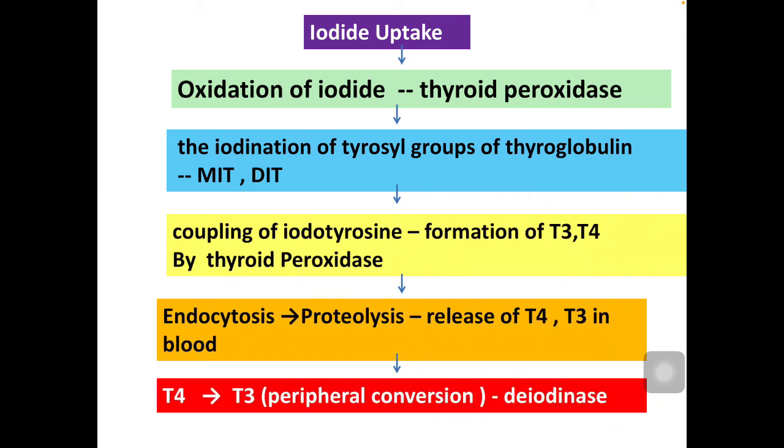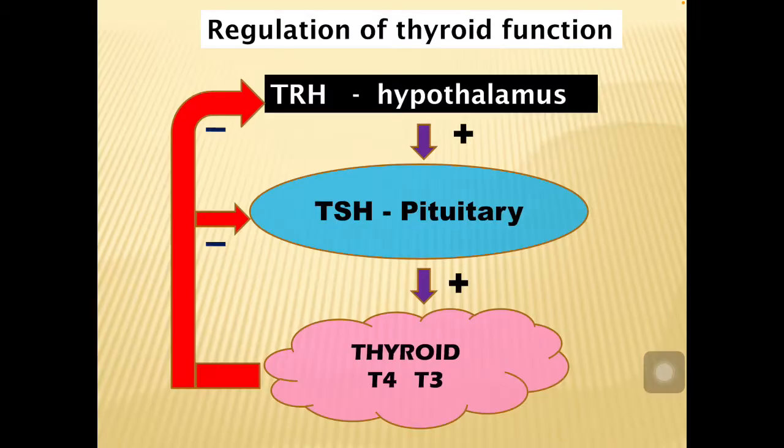Again here the enzyme used is thyroid peroxidase. Then there is endocytosis and proteolysis, release of T3 and T4 in the blood, and in the periphery the T4 gets converted into T3 by peripheral deiodination or peripheral conversion. Enzyme used is deiodinase. So this is a flow chart which shows the synthesis, storage and release of the thyroid hormones.